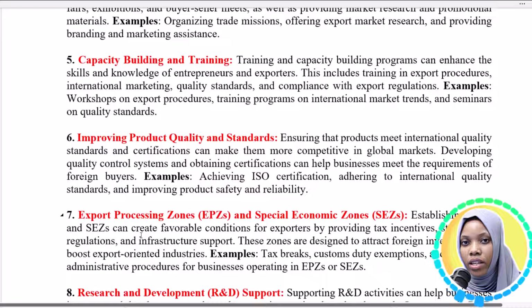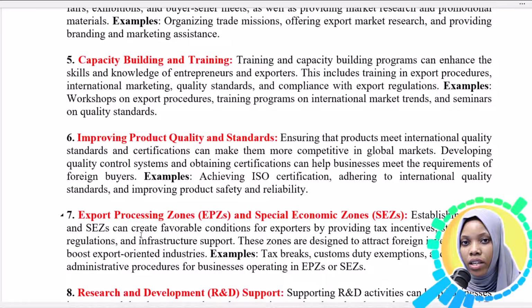Another method that they promote their export is capacity building and training. Training and capacity building programs can enhance the skills and knowledge of entrepreneurs and exporters. That is, they teach the entrepreneurs about export knowledge.